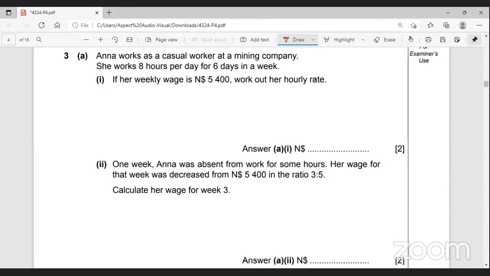Yes, we do have a theoretical question there. Says Anna works as a casual worker at a mining company. She works 8 hours per day for 6 days.